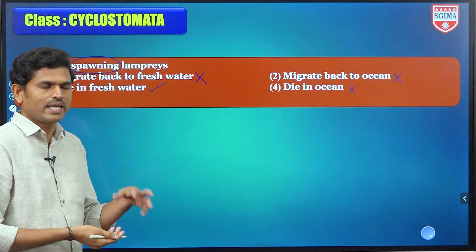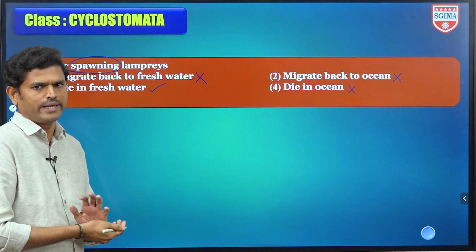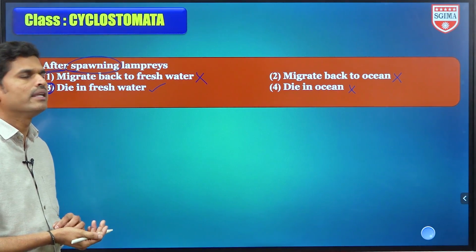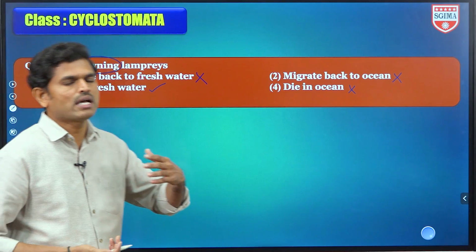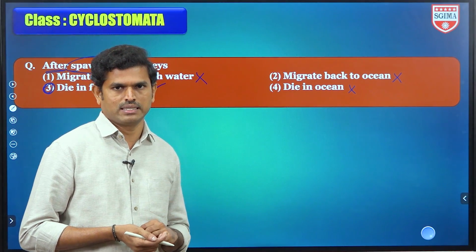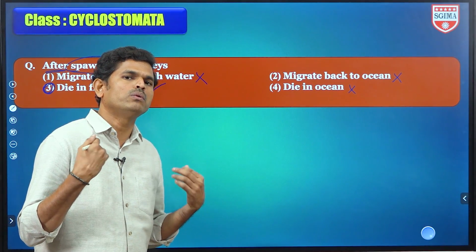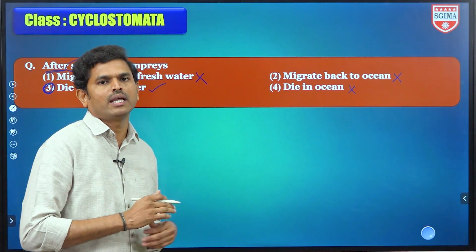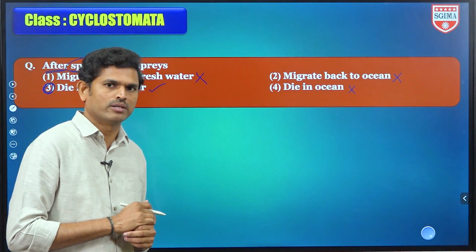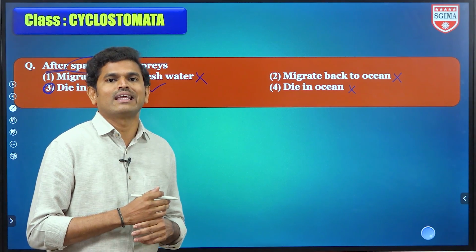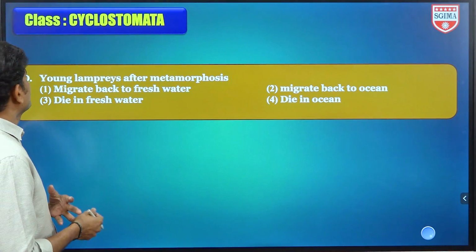So they lay the eggs, and after that they die. Why do they die? The reason is they travel hundreds of kilometers and miles. In this journey they lose most of their energy. So they invest their energy in this death race event. Let us see the next question.